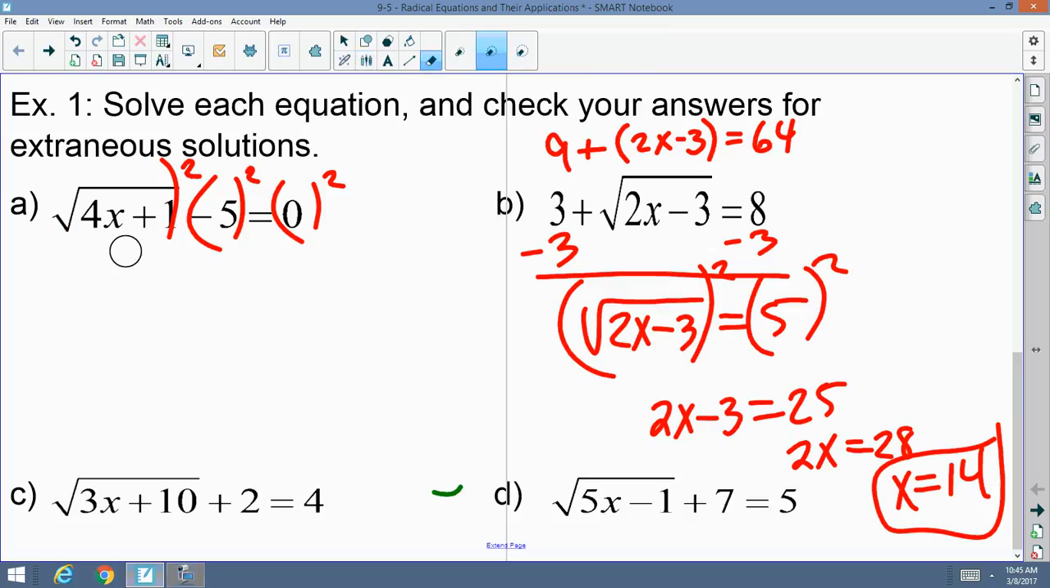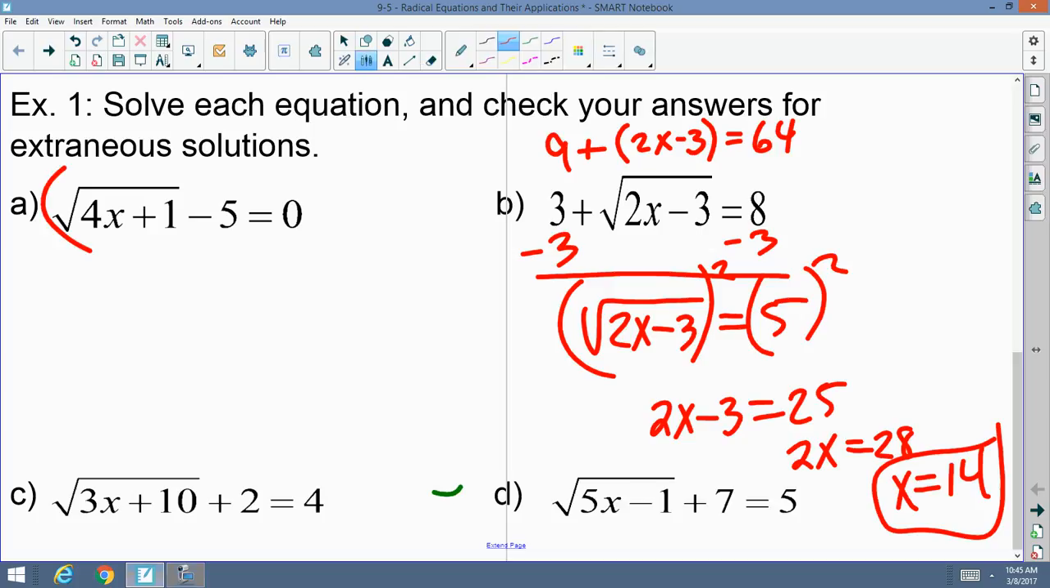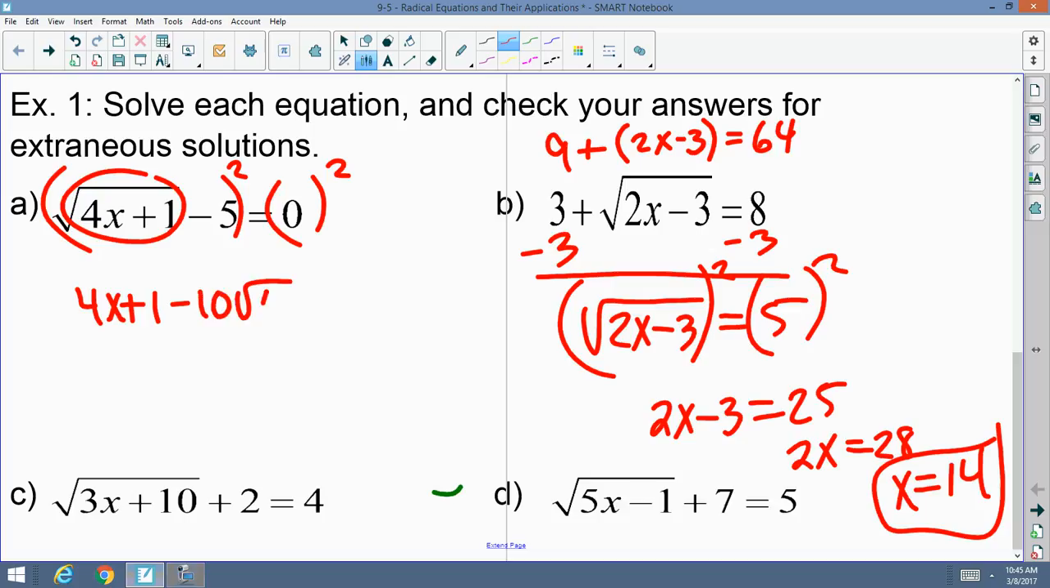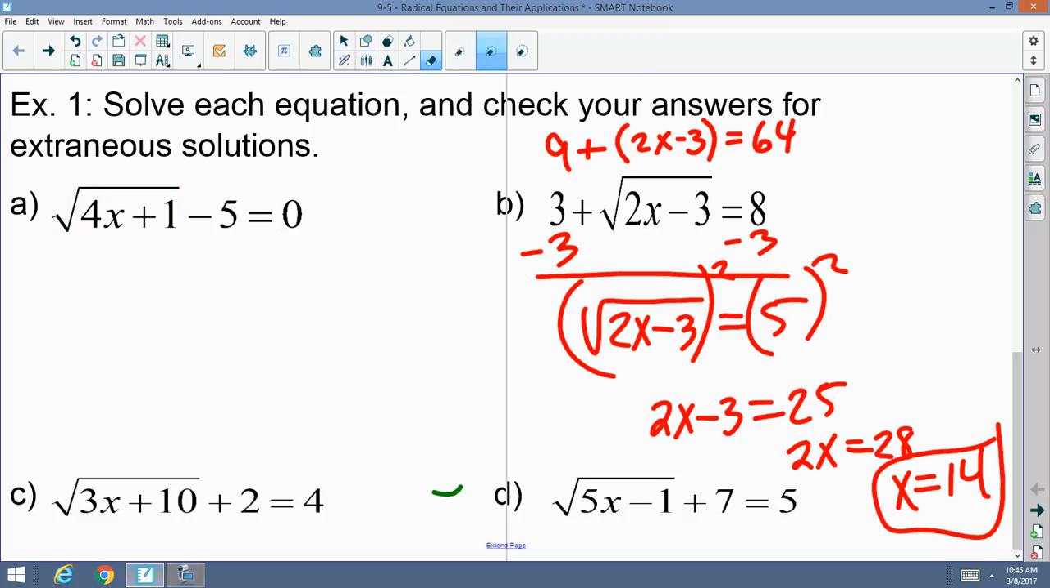That's why when I said that, I said, well, you could have gone like this, squared both sides, and now this is a perfect square. First term squared plus 2 times first times second, 4x plus 1, plus second term squared equals 0. You could do that. But that's going to be way too difficult for this particular problem. So you always want to isolate the radical, and then from there, once the radical is isolated, you can go ahead and square it.